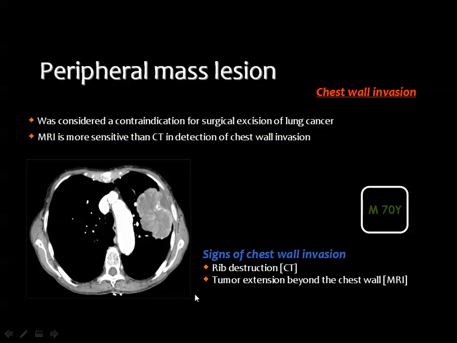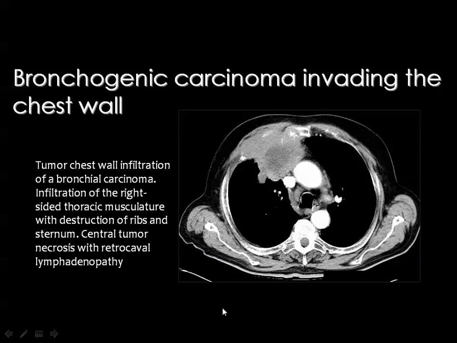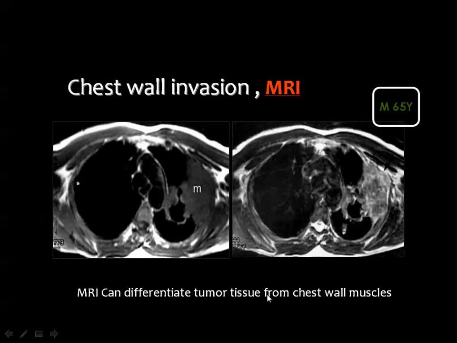And sometimes we can use the CT or the MRI to assess the patient during respiration and to look for the relation of the tumor to the chest wall in order to assess if it is being invaded or not. And this is an example of a bronchogenic carcinoma invading the chest wall with destruction of the rib and the tumor extending beyond the confinement of the rib into the chest wall muscles.